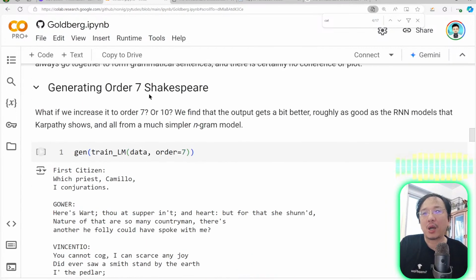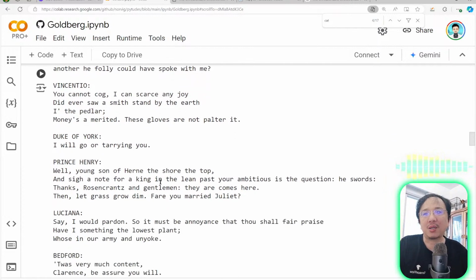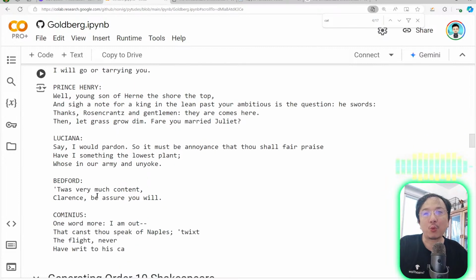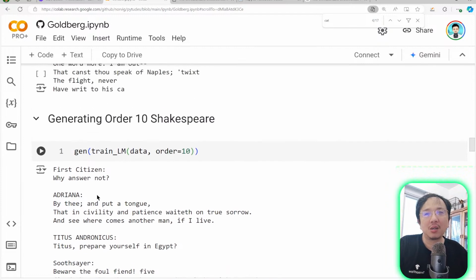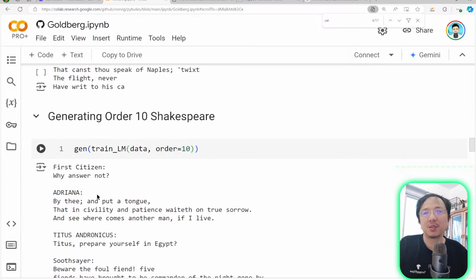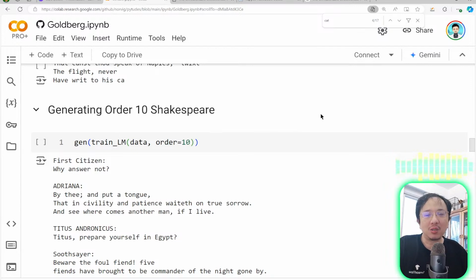Okay, so let's try something like order 7, which is an 8-gram model. This one seems to be much better for the words and spelling, and maybe even with some grammar. And you can consider an even longer order or longer n-gram. But longer is not always better, because if you have a longer order, it will become less creative. It will simply memorize the text.